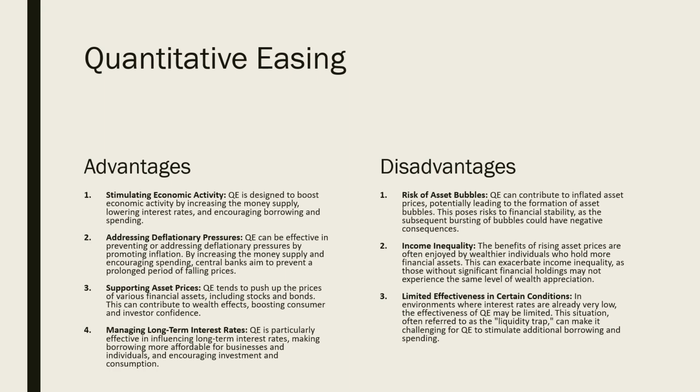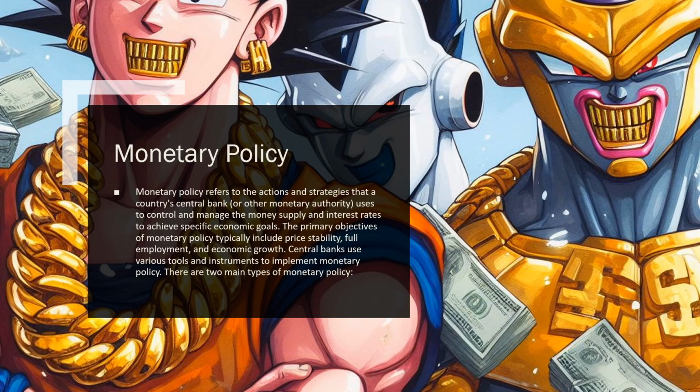All right. And then monetary policy. Let's finally discuss it. So monetary policy refers to the strategies that a country's central bank or the monetary authority uses to control and manage the money supply within the economy, right? We've already discussed this. So the primary objectives of monetary policy include price stability, and obviously creating better employment opportunities and creating more economic growth. So central banks use various tools and instruments to implement monetary policy. We've already spoken about a lot of these.